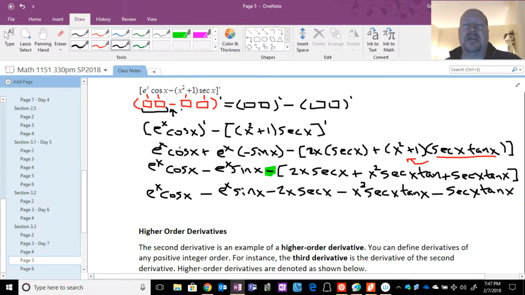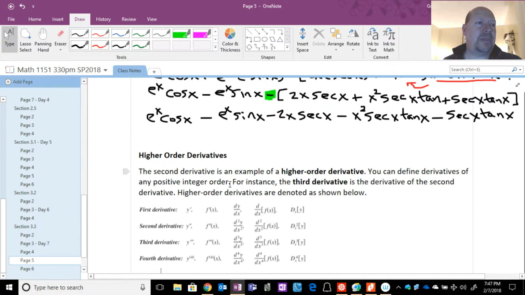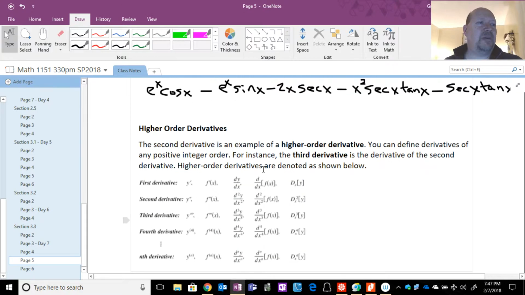Okay, so it's just getting some practice taking derivatives where you have different things going on. In this case we had subtraction between two products. So we split it apart into two separate derivatives and then worked on each one as a product. Okay. All right, switching topics here a little bit in that we have something called higher order derivatives.